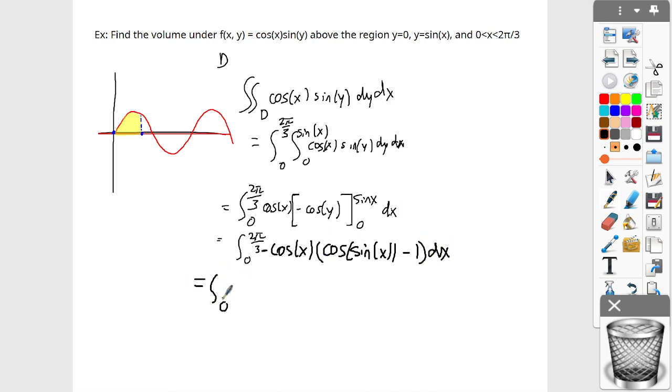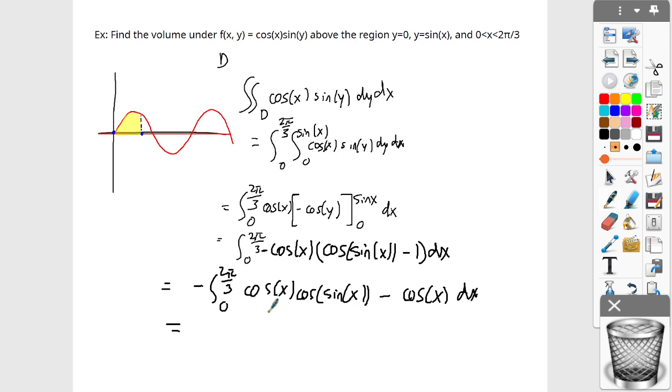So what does this give us? This gives us the integral from 0 to 2 pi over 3 of, I'm going to actually put the negative outside, cosine of sine x cosine x, minus cosine x dx, which is equal to, well, this is a little bit hard to evaluate unless you figured out how to evaluate this.